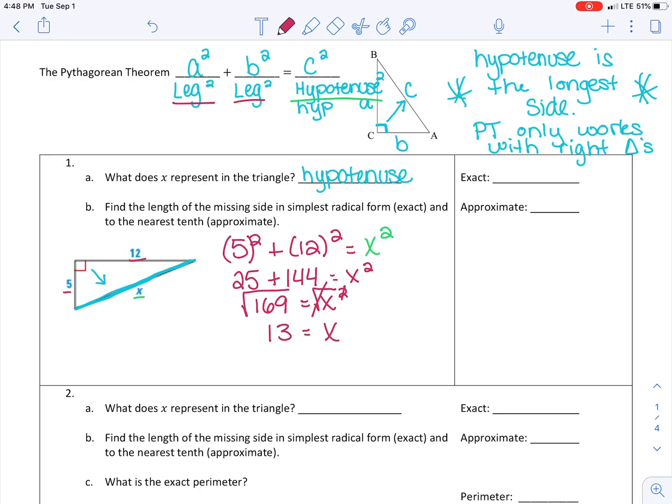Now, I know I've been harping on the fact that we have to have that plus or minus sign, but here's the problem with an example like this. The only answer that makes sense is a positive 13 because you cannot have a negative 13 side length. You can't have a negative length. So the only answer that makes sense here is 13. So we're going to say the exact value is 13 because we didn't have to simplify a radical. The approximate value, again, we didn't have to round a decimal or anything. It was just a whole number. So our approximate value is also going to be 13.